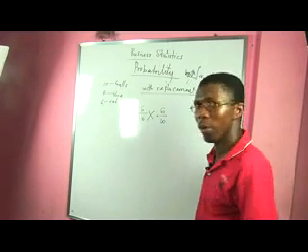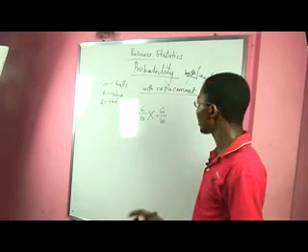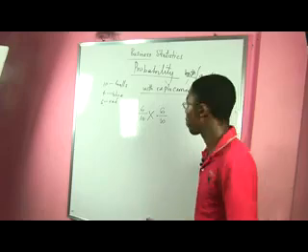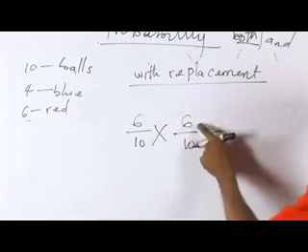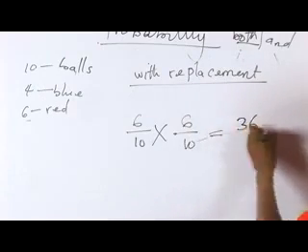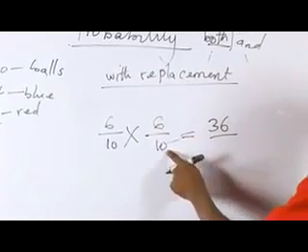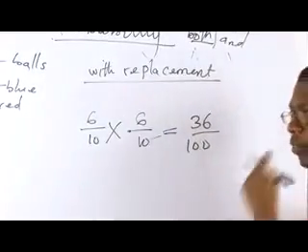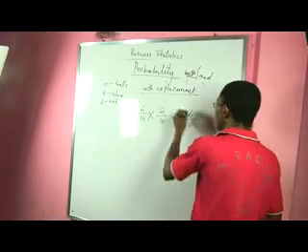Now, in a probability question, when you hear both or and, what that means is that you should multiply. So what do you do? 6 times 6, which is 36. 10 times 10, which is 100. So you can now divide to simplify the value.